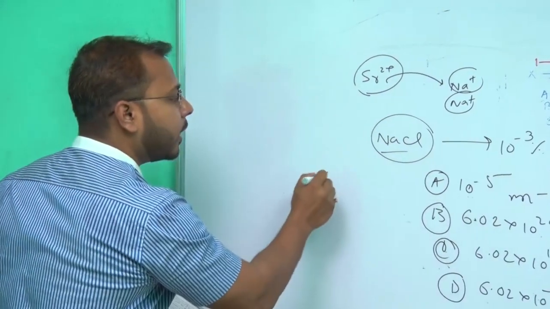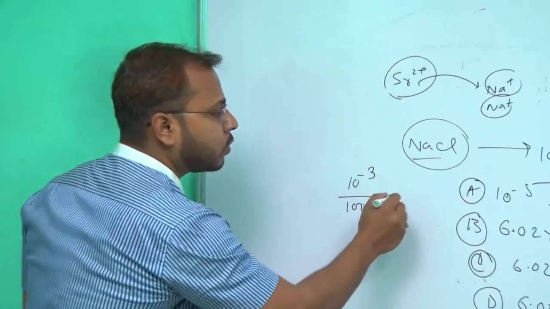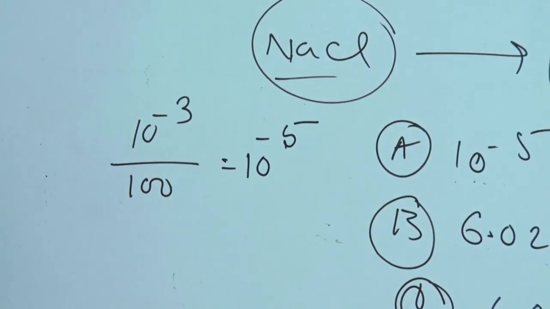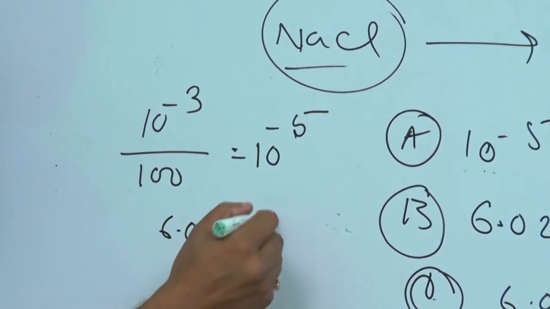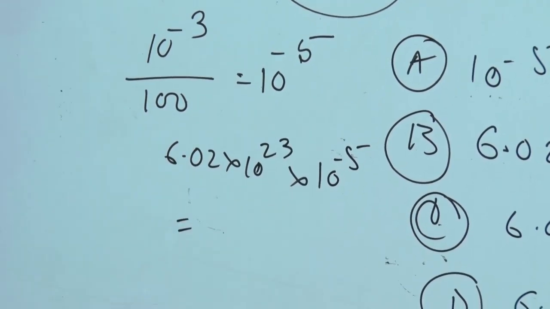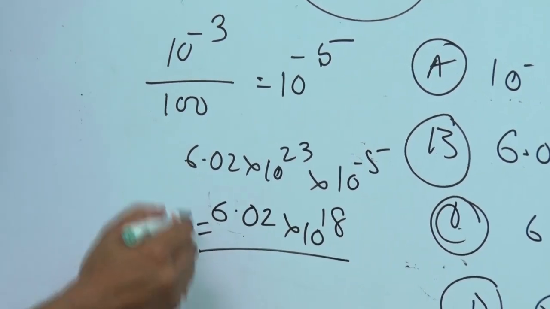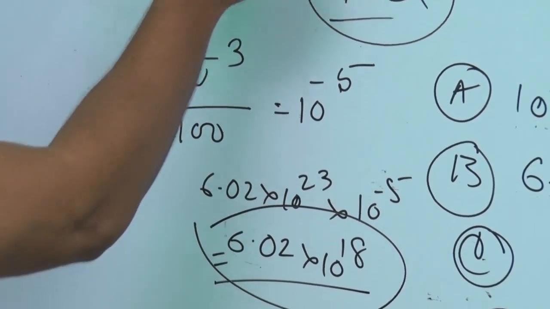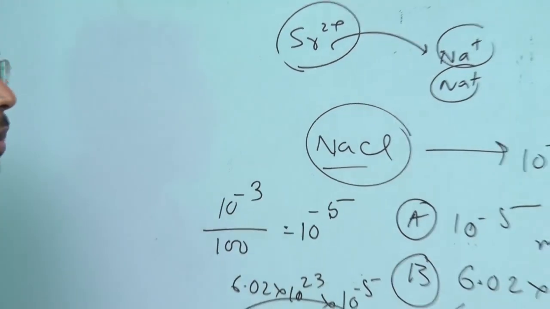That means 10 to the power minus 3 mole percent, so 10 to the power minus 5 it becomes. Now in 1 mole how many atoms are there? 1 mole has Avogadro number of atoms. So in 10 to the power minus 5 mole, how many atoms will be there? It will be 6.023 into 10 to the power 18. And these are the vacancies, because one Sr2+ makes 1 cation vacancy. So the answer is option C.